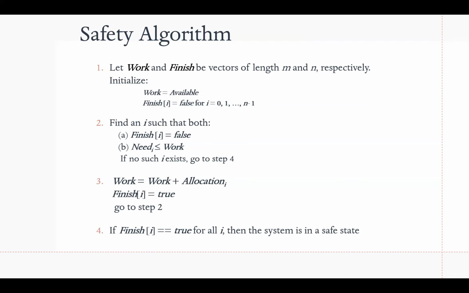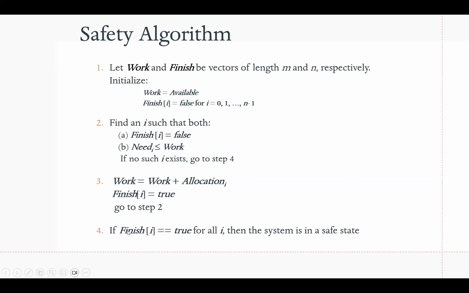So what we are doing is, if both of these conditions are true in step 2, we are going to execute that process. After we pretend to execute that process, we release all the allocated resources and add them to the work vector. So we update the work vector: work is equal to work plus allocation of i. And finish of i, the finish of that process, we make it true. Then go to step 2 for the next process in the loop.